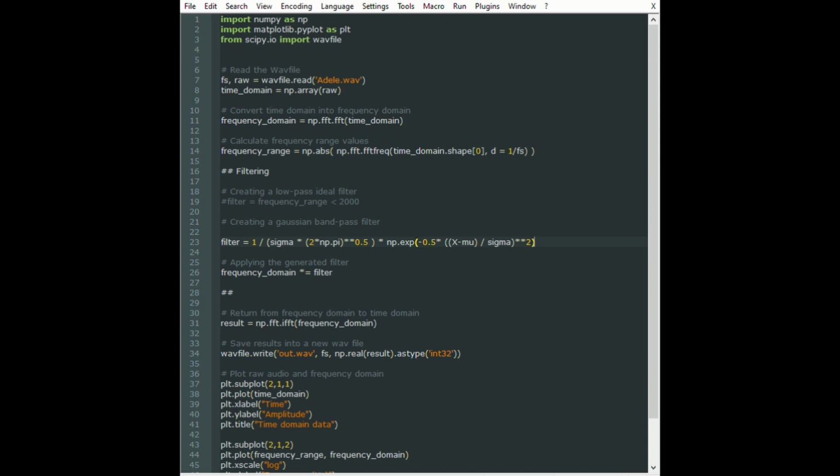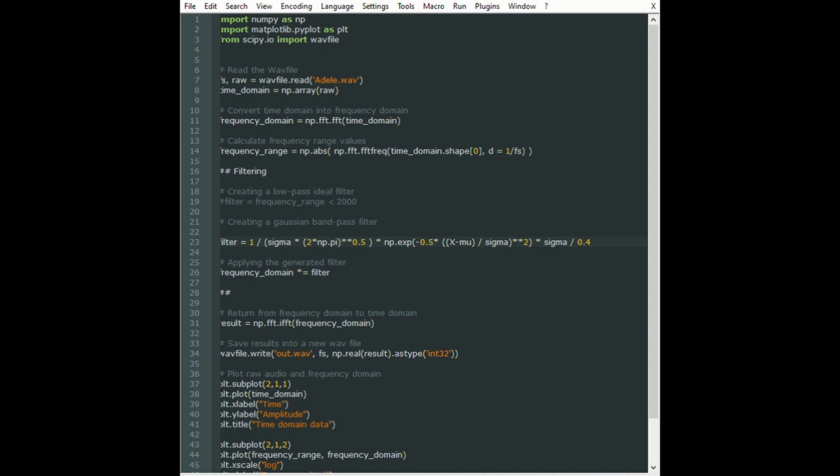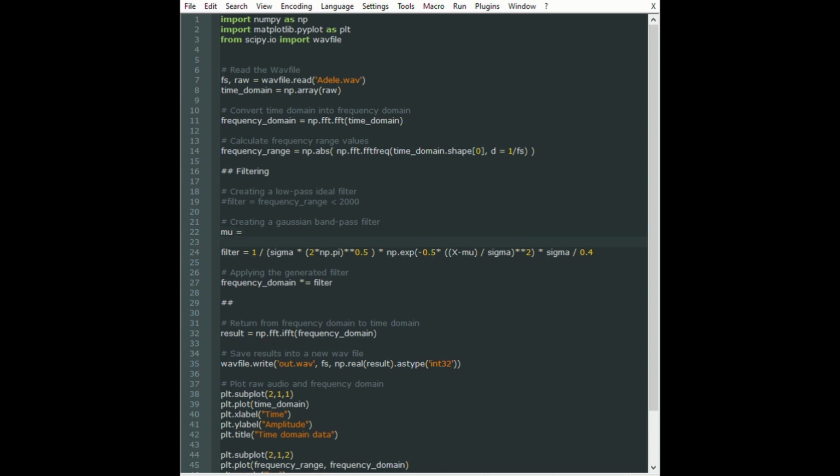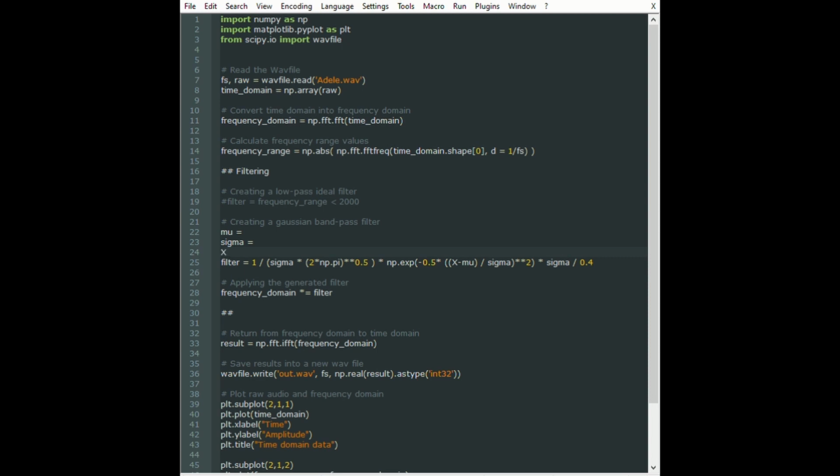Now normally the area under the Gaussian signal, the total area of that is 1. But in our case, the only thing we are interested in is the maximum amplitude of the Gaussian signal. So for us, we have to multiply the output of the Gaussian with sigma divided by 0.4, and this will scale the Gaussian signal, so whatever value we have, the maximum value will always be 1.